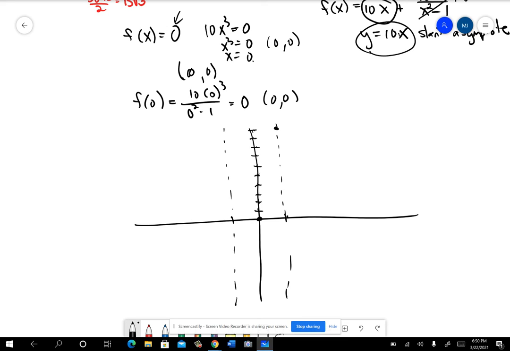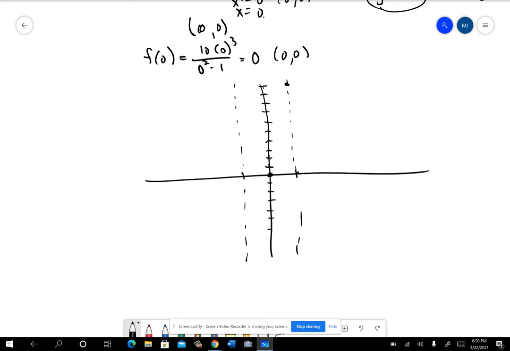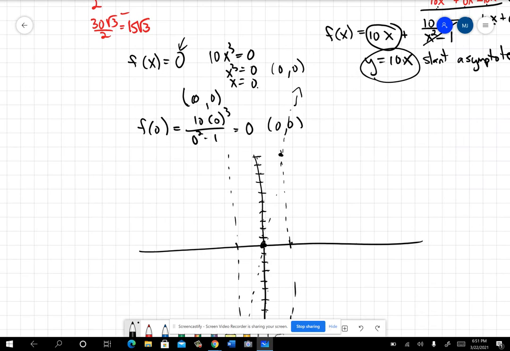This is actually, I'm getting ready to sketch where the vertical asymptote would be. Okay. All right. So this is going to be a vertical asymptote. All right, now that is the x-intercept, and that's the only x-intercept.